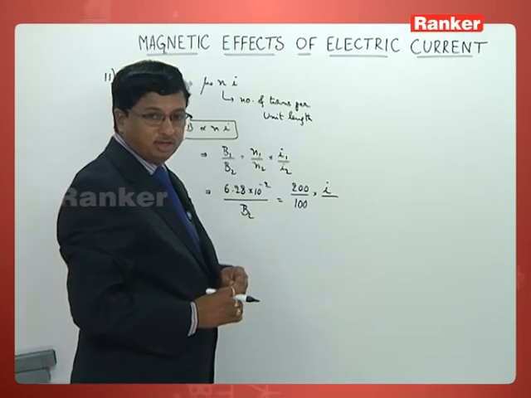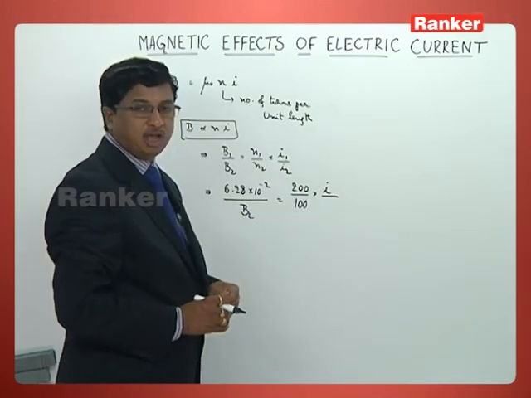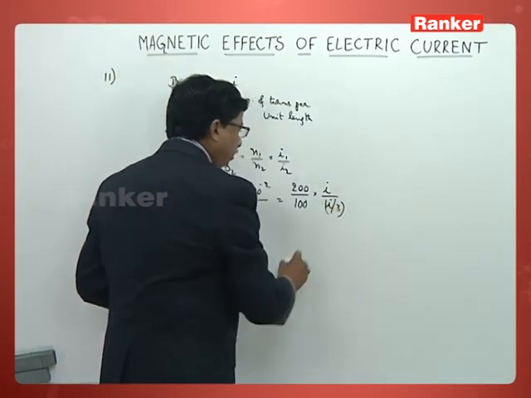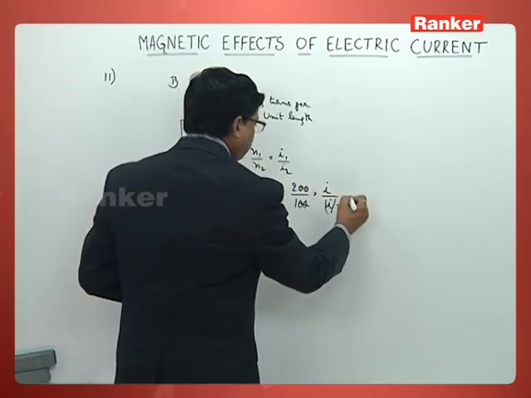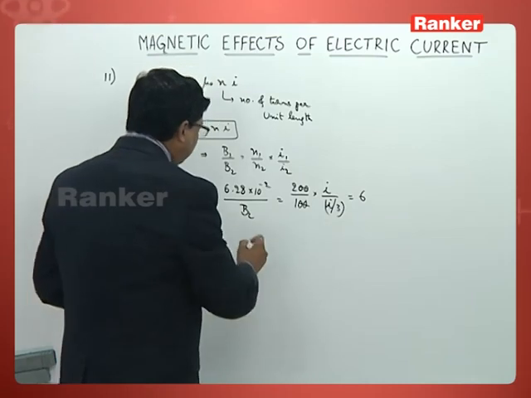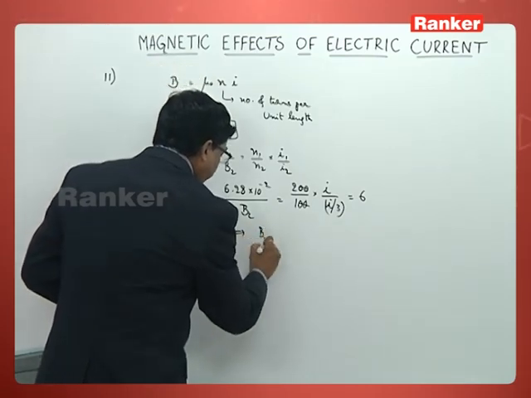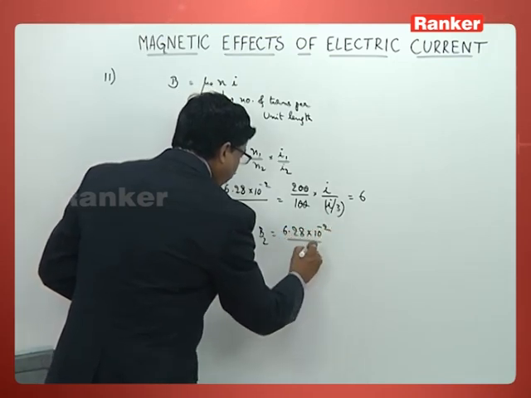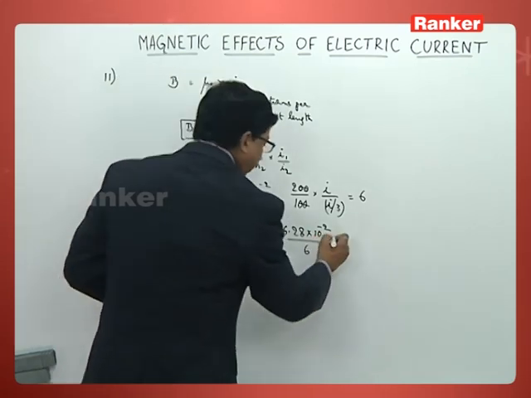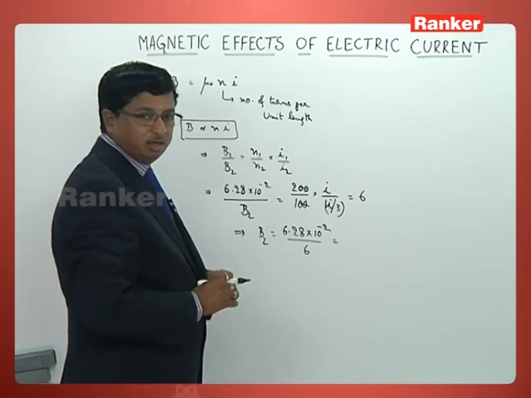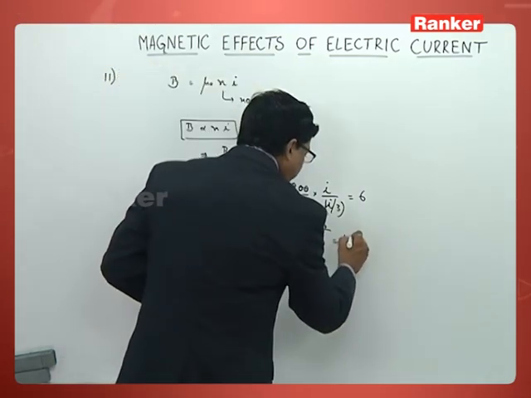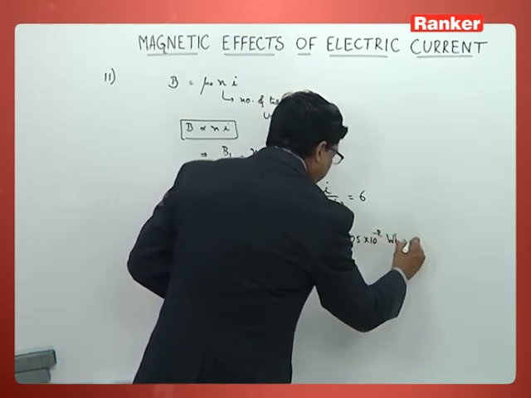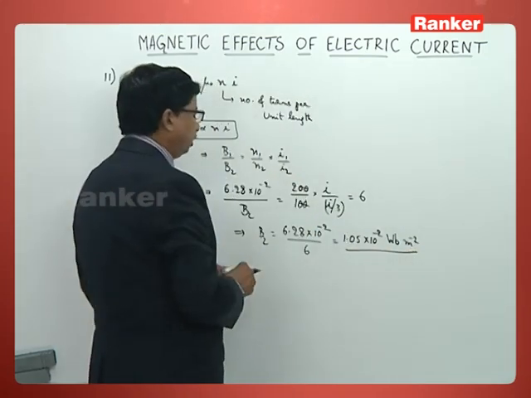And what is I2? He said 1/3 of the current carried by the first one. So you can directly write this as I over 3. Cutting this, 3 going up, it becomes now 6. So what will be the value of B2? That is the question. 6.28 × 10^-2 divided by 6. You will get around 1.05 × 10^-2 Weber per meter square. This is the value we can expect directly.